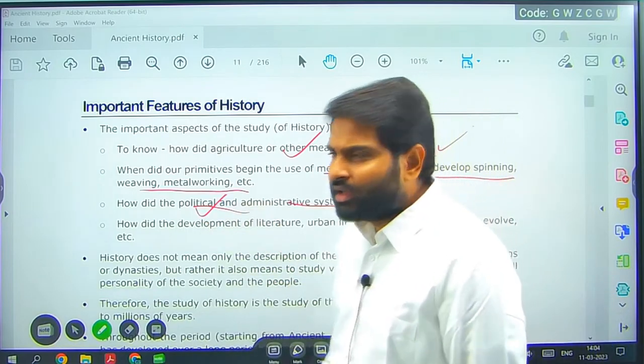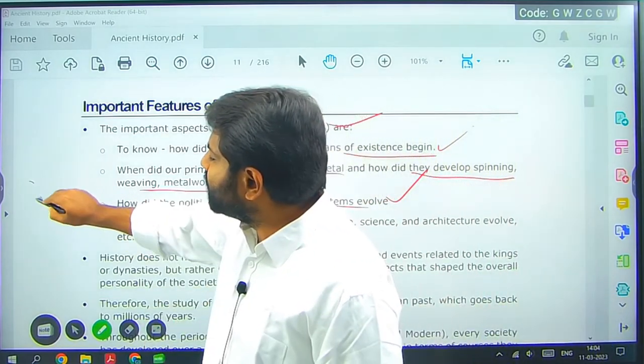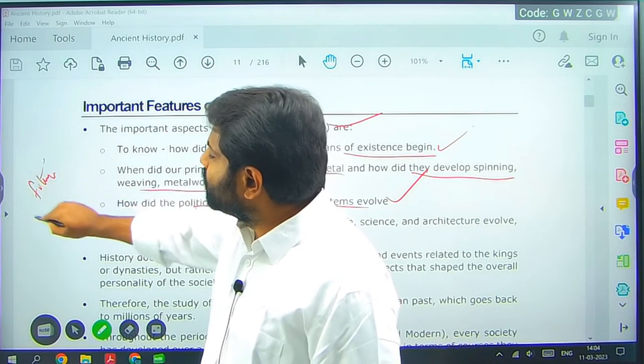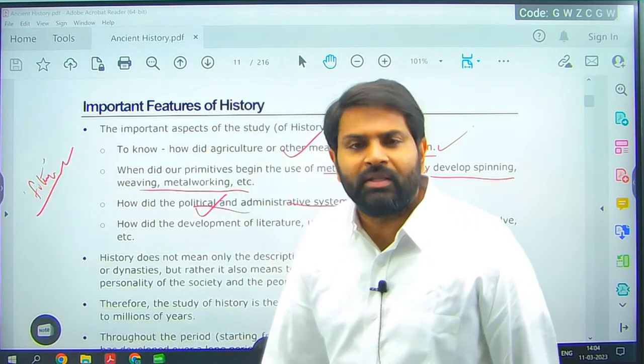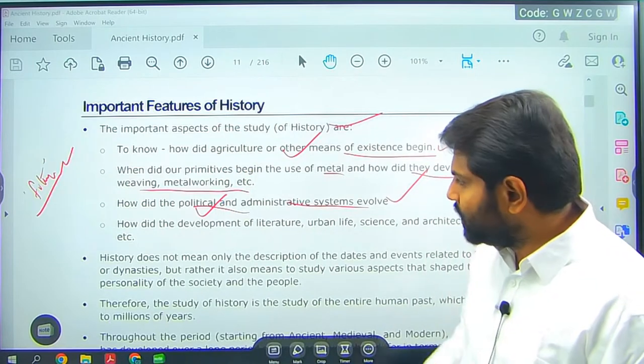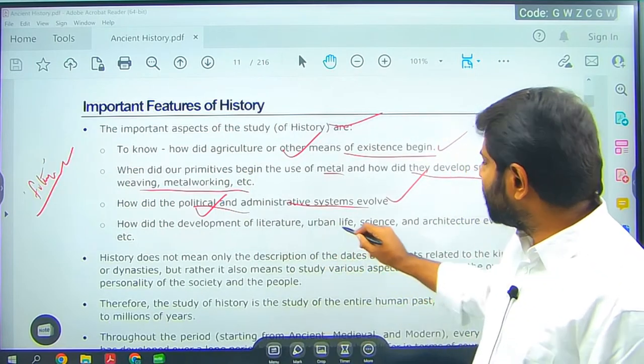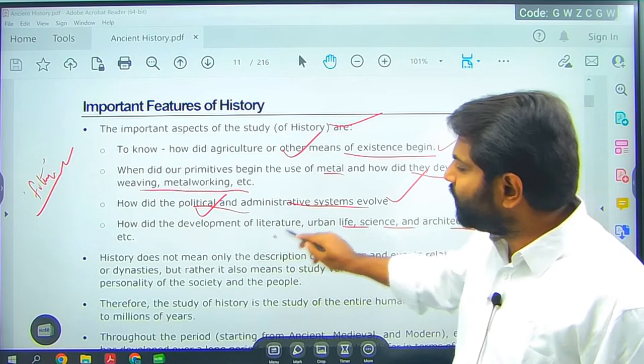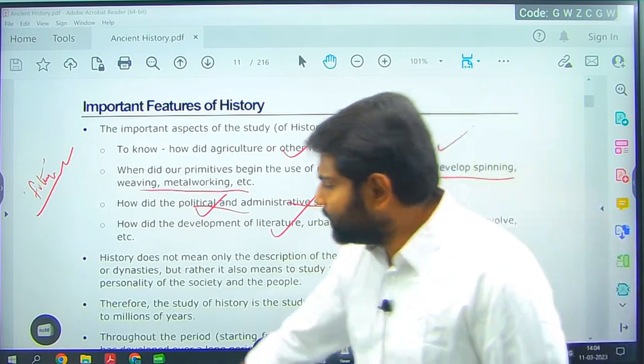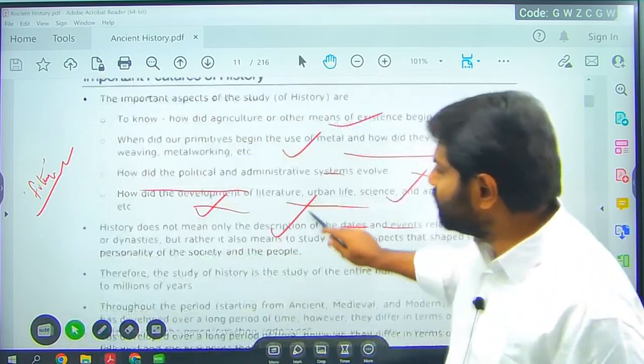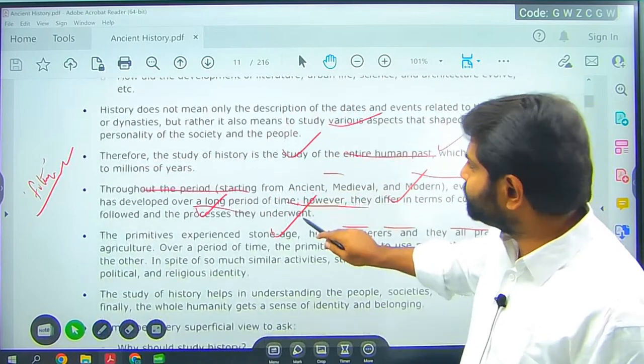You need to remember, reading history is very important to decide our future. We don't have the luxury to repeat the mistakes if we have to progress, right? So how did the development of literature, urban life, science, architecture evolve, etc.? These are going to be the focus for understanding history, and why we need to read history.